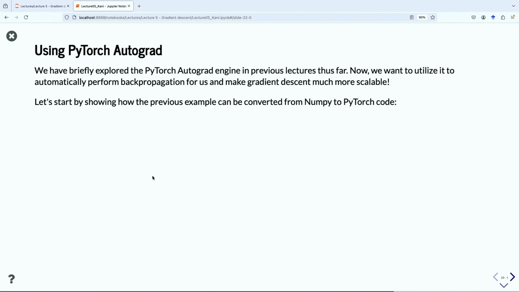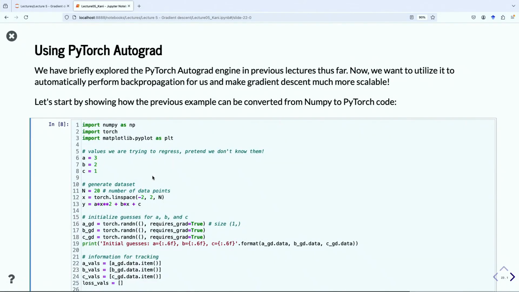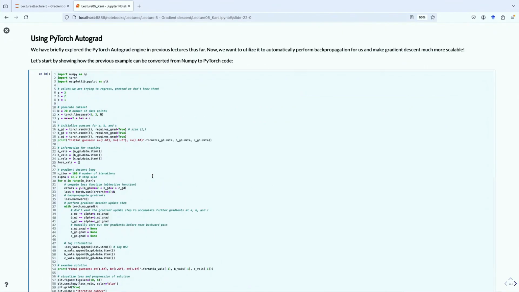So this is even easier in PyTorch, because you don't need to calculate the gradients yourself. You can simply do the same thing.